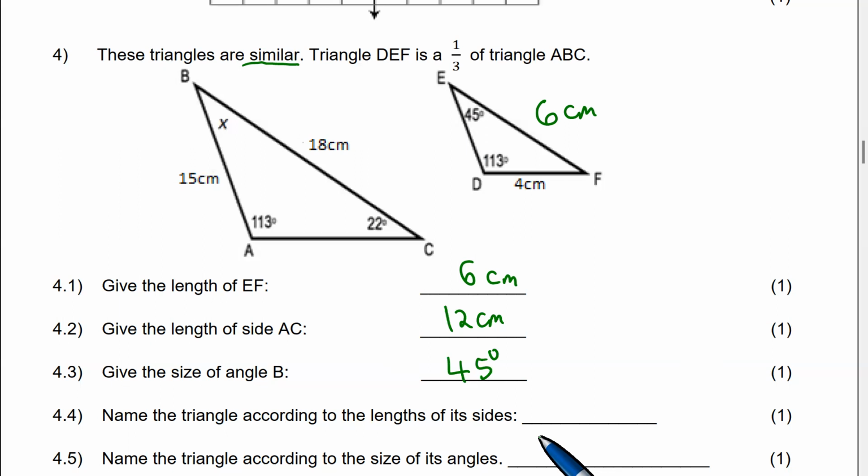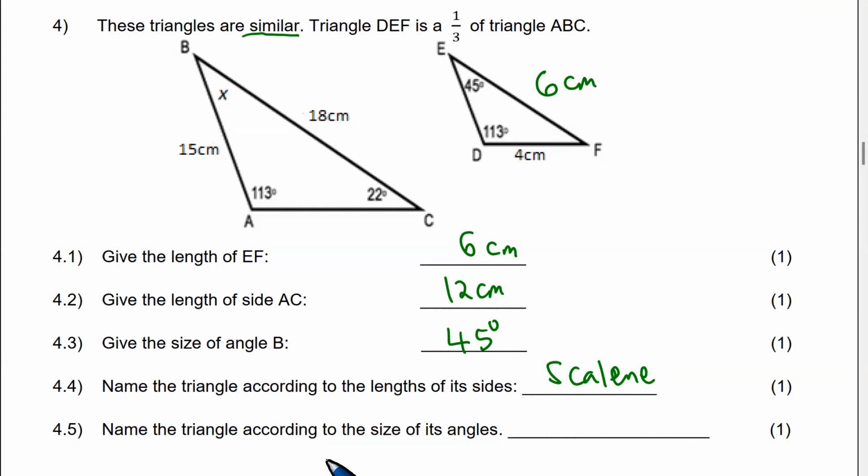Okay. What's the answer? Is it an isosceles? I mean, no, a scalene. Yes. It's called a scalene triangle. Why? Because all the sides are a different length. Next.